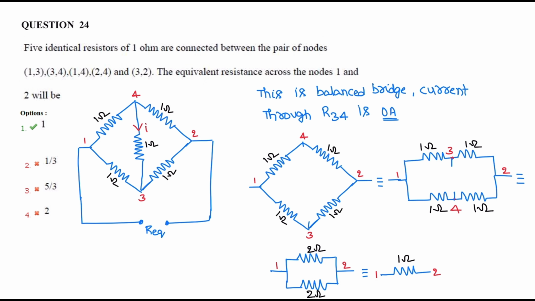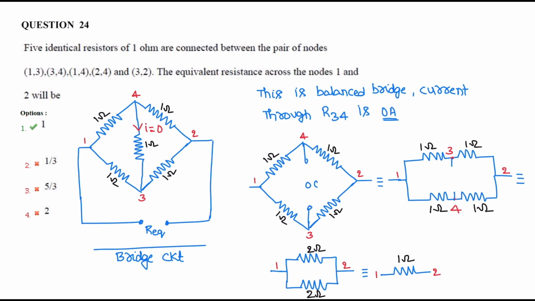As per the question, this is a bridge circuit, and it is a balanced bridge circuit because the product of opposite arm resistances is equal. Therefore the bridge is balanced. Once the bridge is balanced, the current flowing in the middle resistor is 0. When the current flowing is 0, it is open circuited, so this resistor can be eliminated.